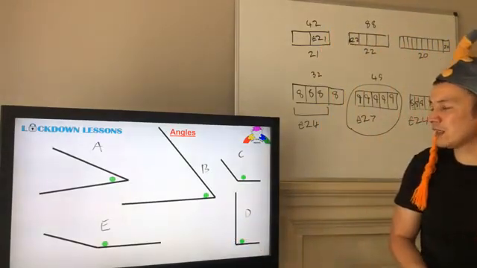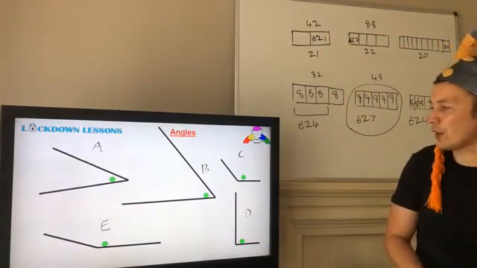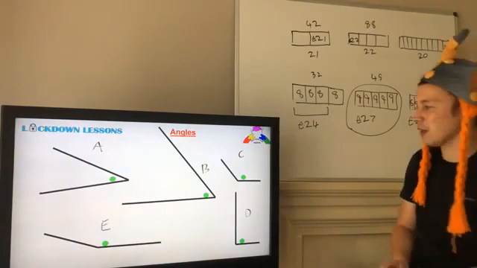Which is the biggest angle? Which is the smallest angle out of those 5 angles? So think about it carefully.